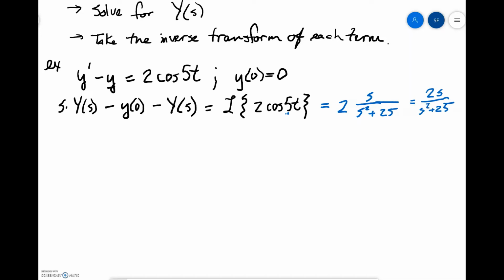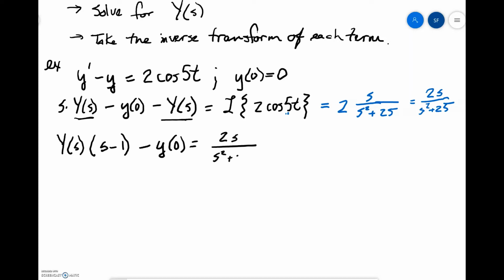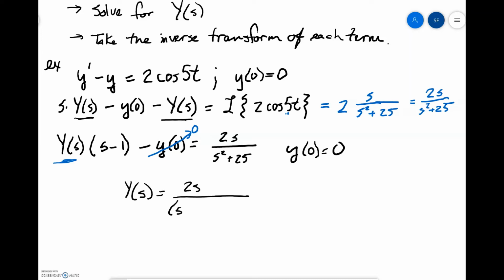Next I'm going to pull my 2 Y terms together. So I've got capital Y times s minus 1, minus y of 0, equals 2s over s squared plus 25. We said that y of 0 is 0, so that term goes to 0. Then we have to solve for Y of s. Y of s is going to be 2s over, with two things in the denominator, my s squared plus 25 and my s minus 1.